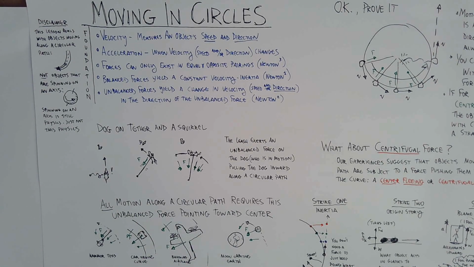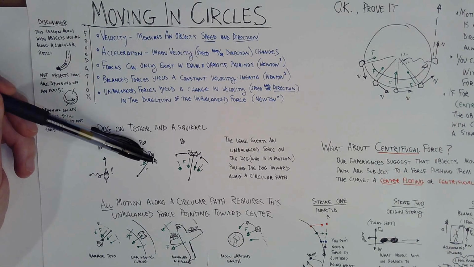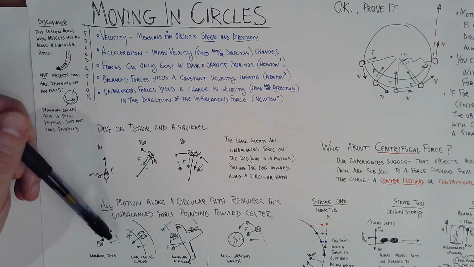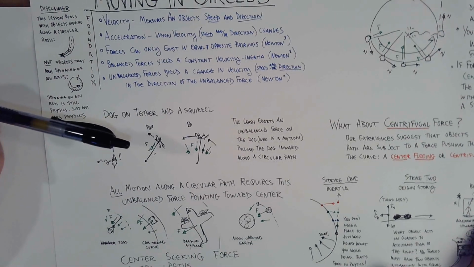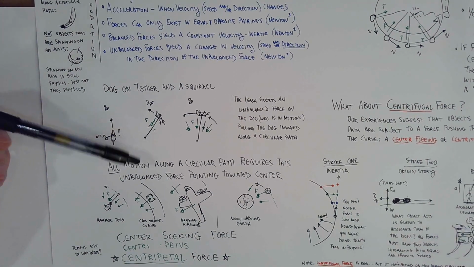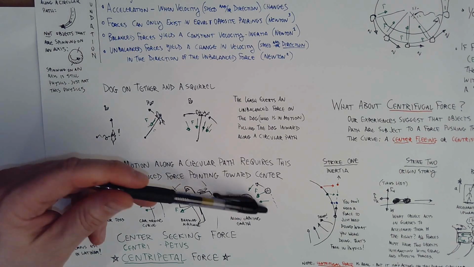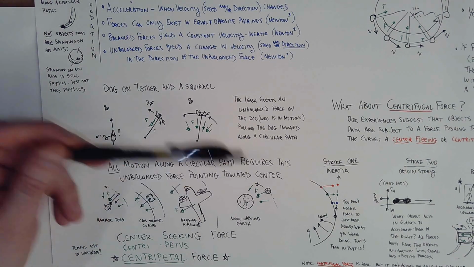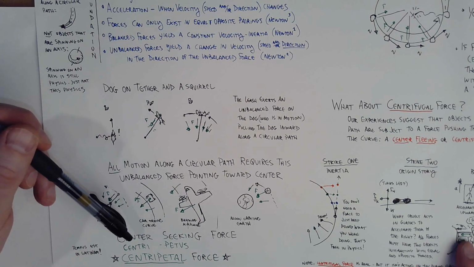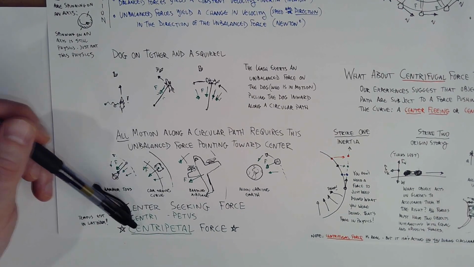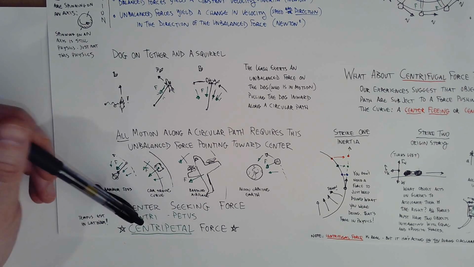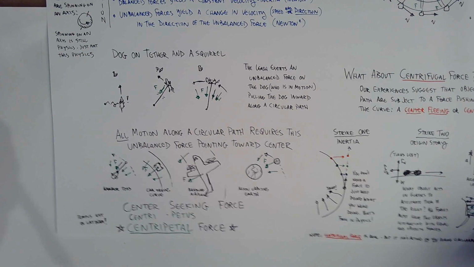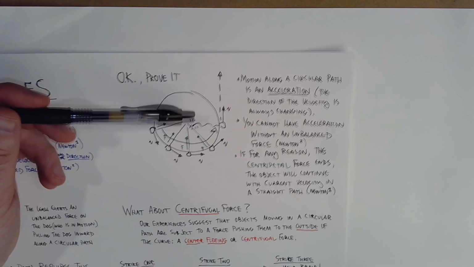A dog on a tether tries to move straight. A force pulls inward, pulls it in a circular path. This is repeated again and again and again and again. Anytime you have an object moving in a circular path, you need a force pulling towards the center. No matter where the object is in the track, it has to have a force pulling towards the center. This center-seeking force is what we call a centripetal force. Centripetal force always acts towards the center. If you lose the centripetal force, you lose the circular motion.